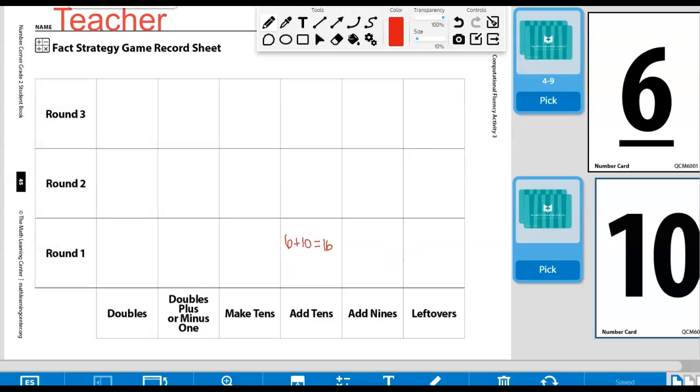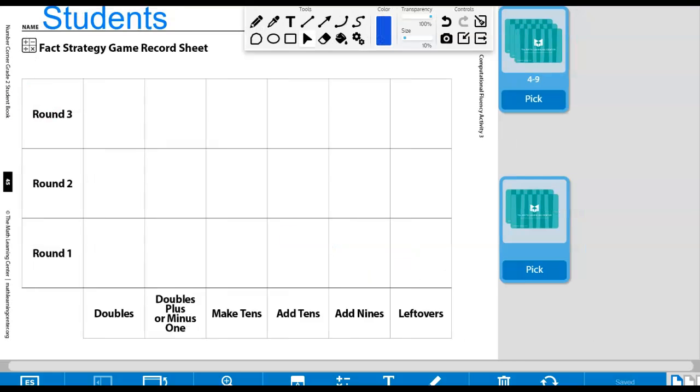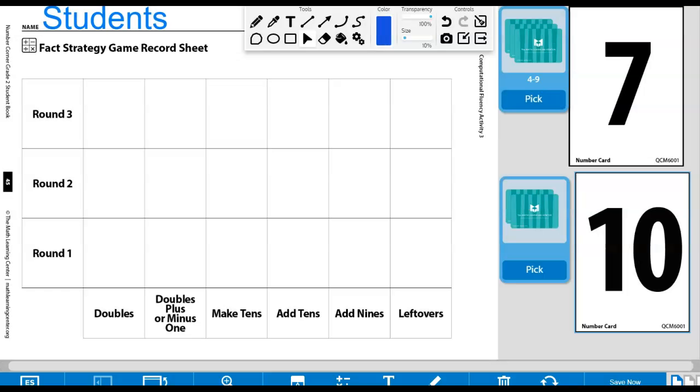Now let's have your first turn. This is what you will be writing down in your student books on page 45. Let's pick your first card. 7 and a 10. Think, think, think. What kind of fact is this? Now, if you're thinking this is an add 10 fact, show me a big connection. Yes, anytime we add 10 to another number, it's an add 10 fact. So let's go ahead and write that fact into our add 10s column.